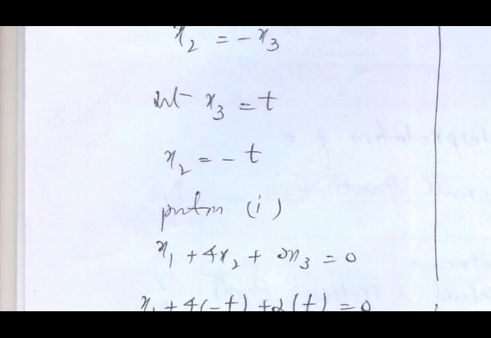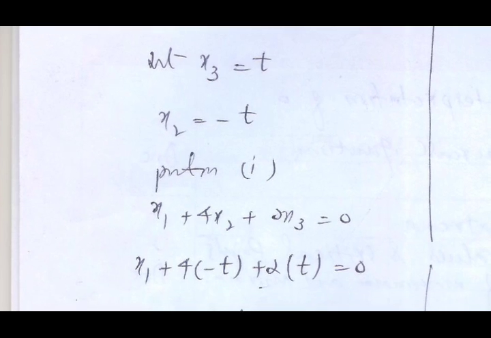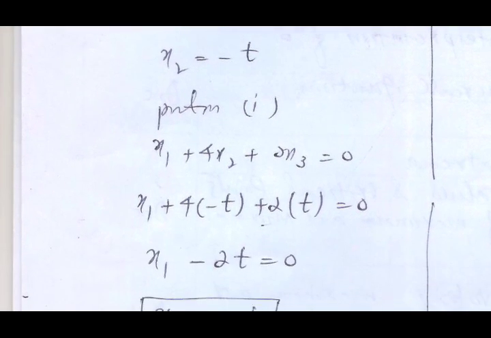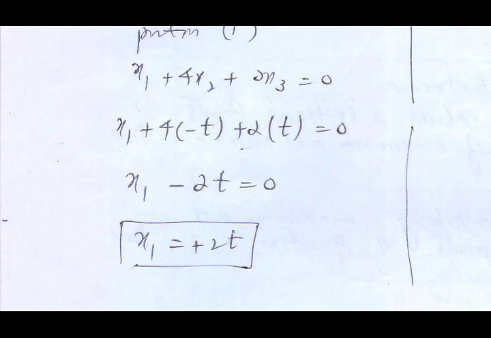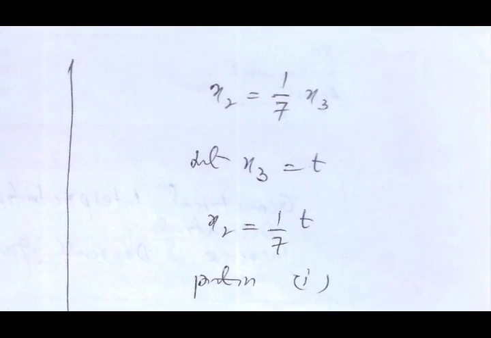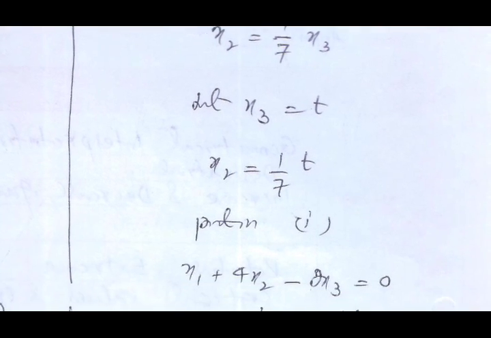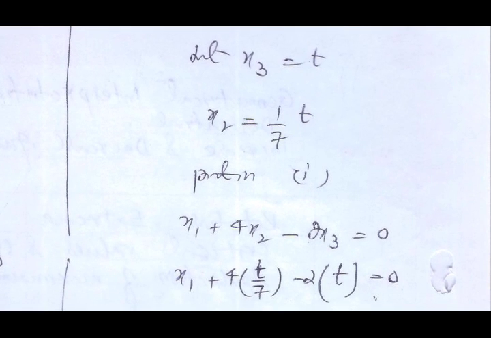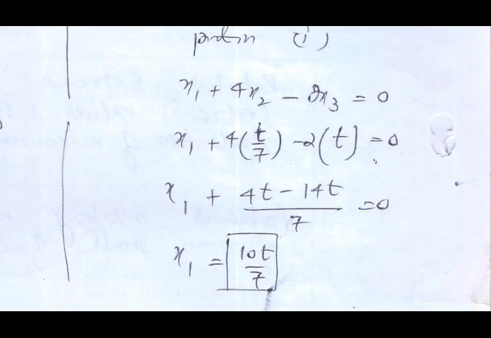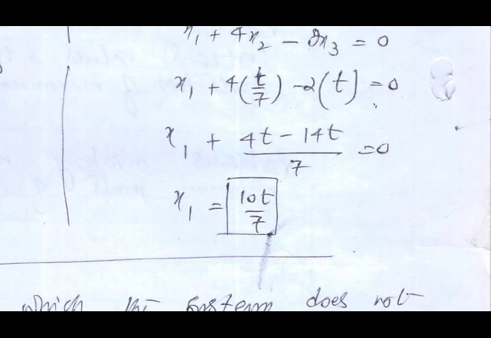Now in this case we let x3 equal to t, then x2 is equal to minus t, and put x1, x2 and x3 in equation 1 to get the value of x1. In the second case we put x3 equal to t and then x2, and put these values in 1 to get the value of x1. Because we have two values of lambda, we solve for both.